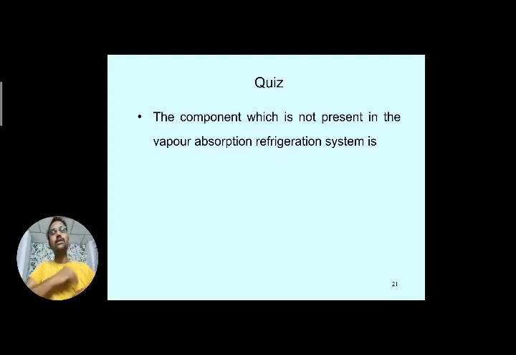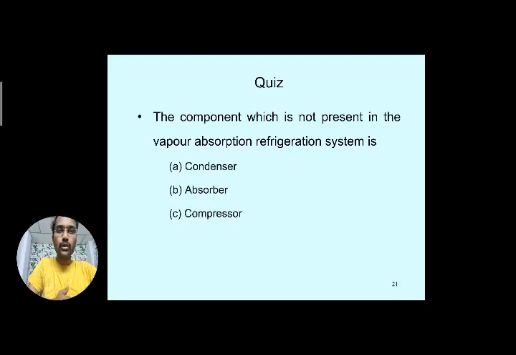Let us see how much you have understood by using this question. You can see a small quiz for you. Just look at the question: the component which is not present in the vapor absorption refrigeration system. Try to understand the question. Which component is not present in the VAR system? Here the options you can see: the condenser, absorber, compressor, and evaporator.